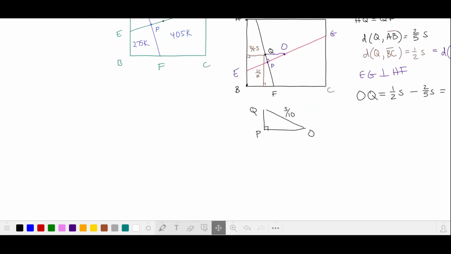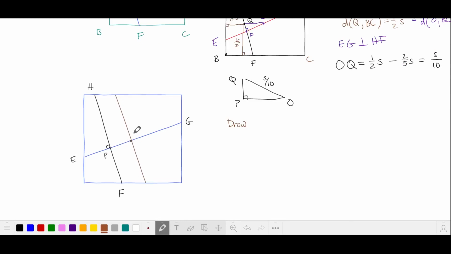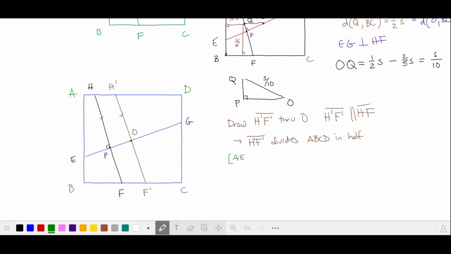Let's redraw our square again. I'm going to draw this segment here. It passes through O, the center of our square, and it's parallel to HF. We'll call it H prime F prime. Because H prime F prime passes through the center of our square, it also divides our square in half. This means our 2 segments, EG and H prime F prime, divide our square into 4 quadrilaterals with equal area. Those 4 are AEOH prime, BF primeOE, CGOF prime, and DH primeOG. Each of these is 1/4 the area of ABCD.